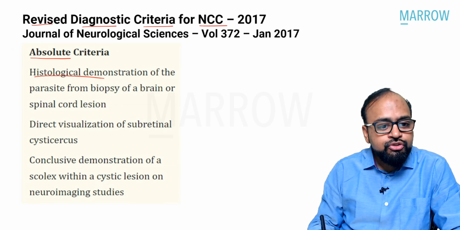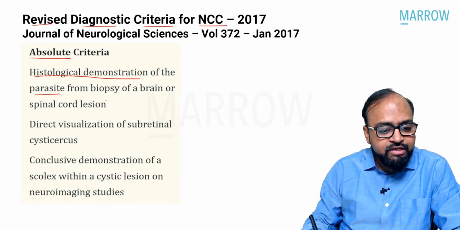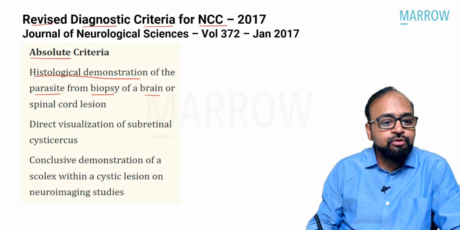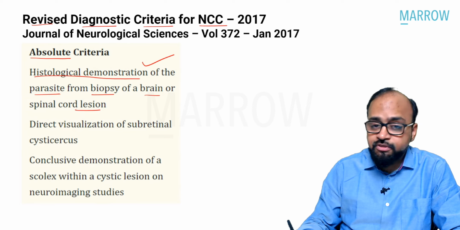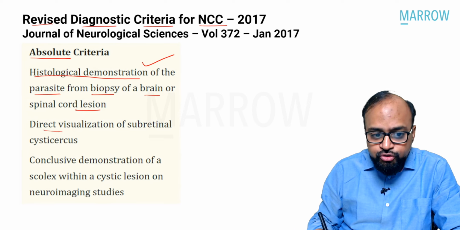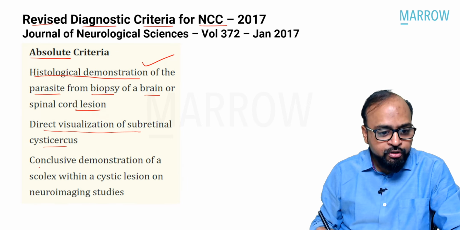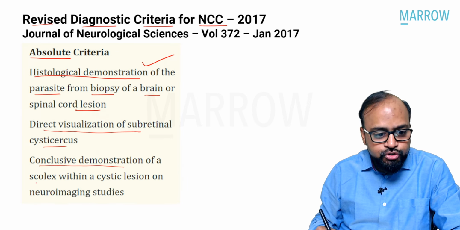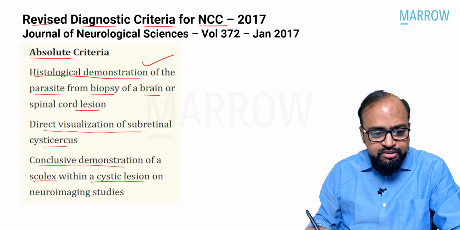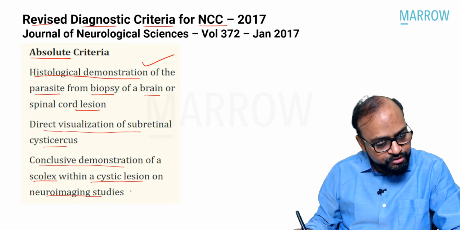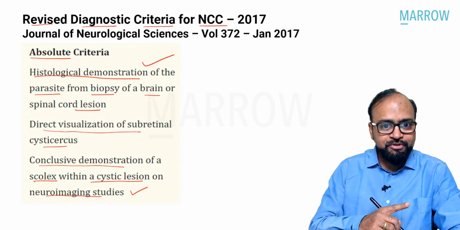One, histological demonstration of the parasite from a biopsy of a brain or a spinal cord lesion. This was one of the options. Direct visualization of the subretinal cysticercus. This was not there in your options. Conclusive demonstration of a scolex within a cystic lesion on neuroimaging studies. This was also an option.